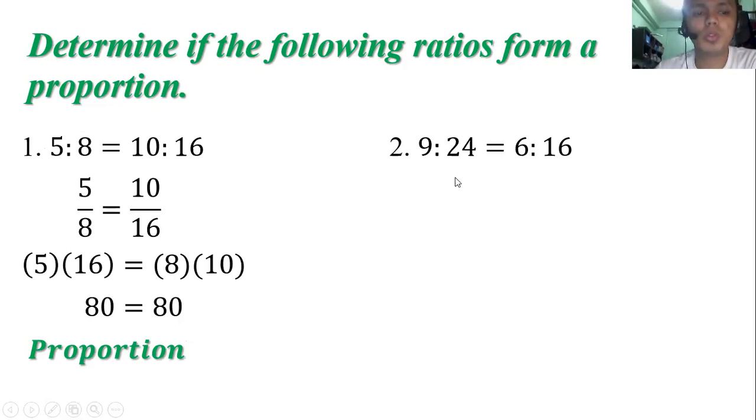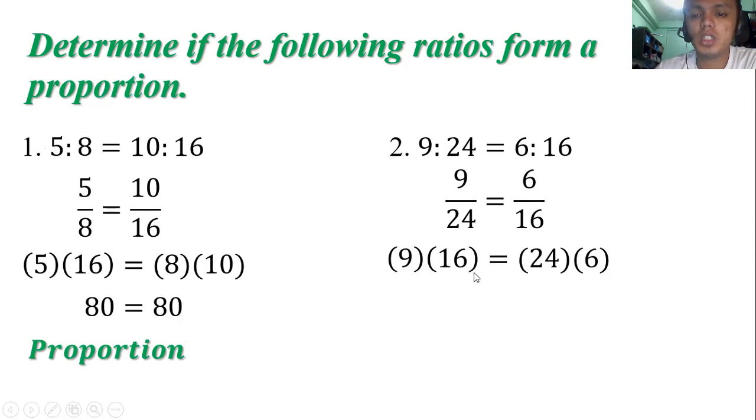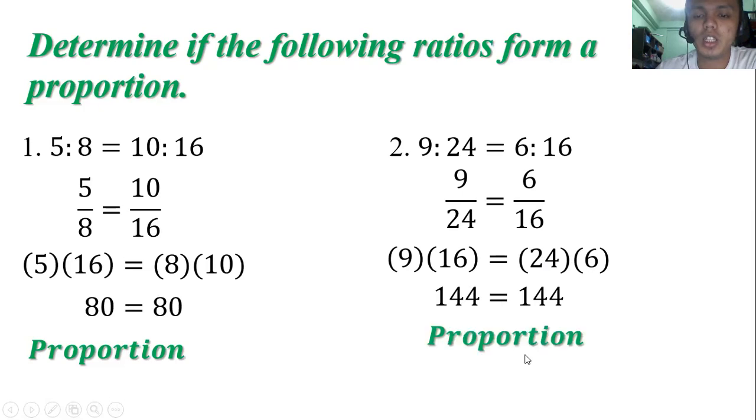Next, number 2: 9:24 is equal to 6:16. Write it in fractional form. We have 9 over 24 equal to 6 over 16. Then cross multiply. We have 9 times 16 is equal to 24 times 6. 9 times 16 is 144. Then 24 times 6 is also 144. Since they are equal, therefore the given ratios are a proportion.